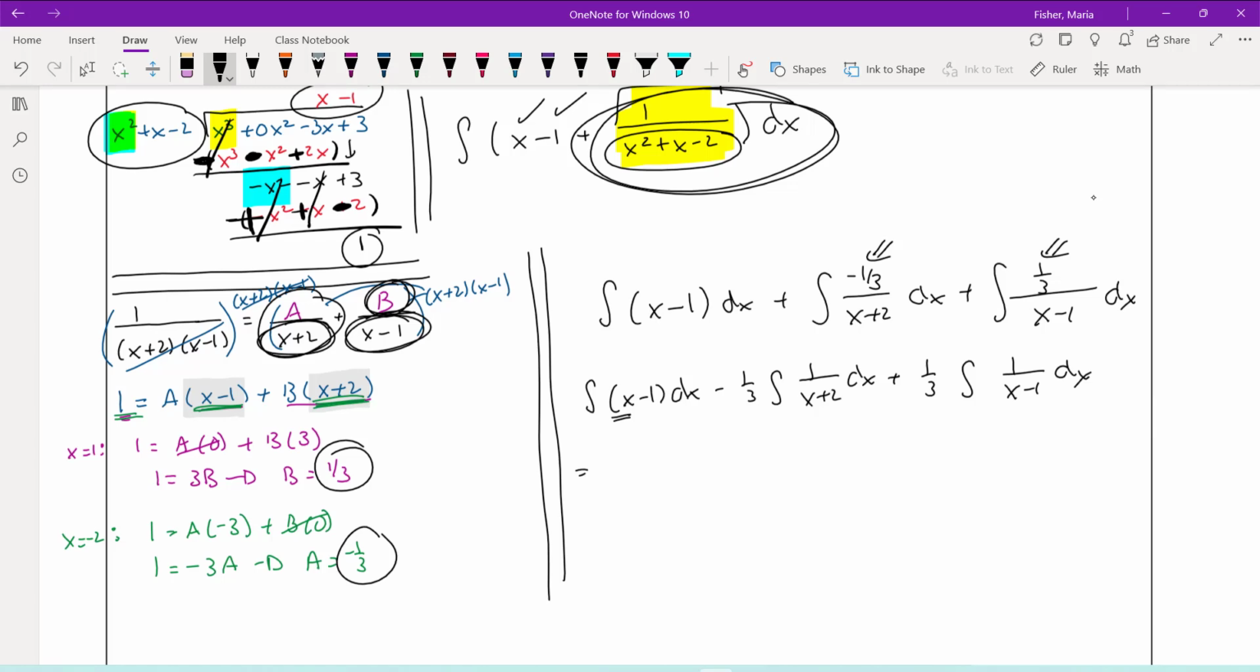Now integrate. This is going to be x squared over 2 minus x, and then minus 1/3, and this becomes the natural log of the absolute value of x plus 2, plus 1/3 times the natural log of the absolute value of x minus 1, plus C.